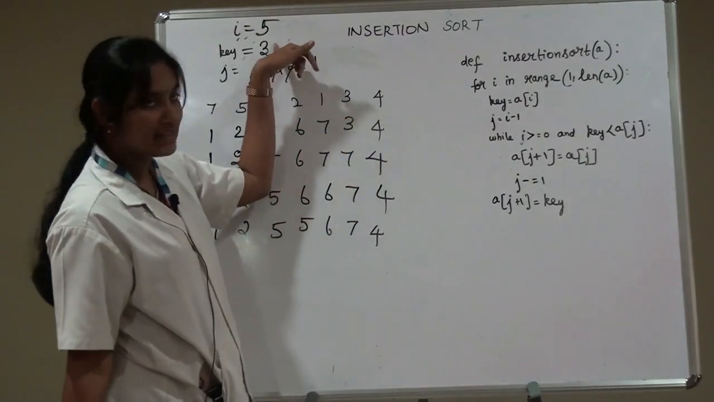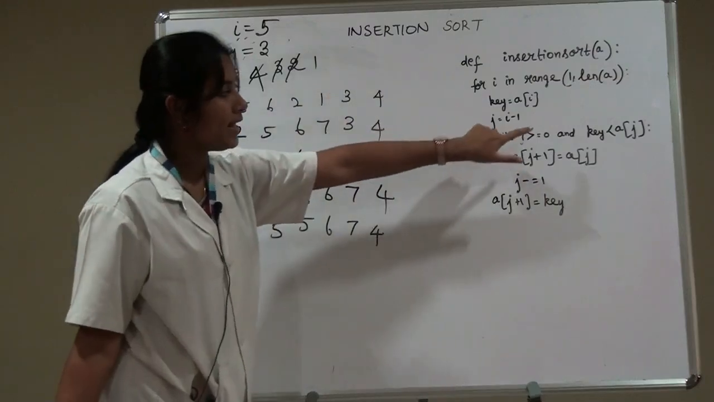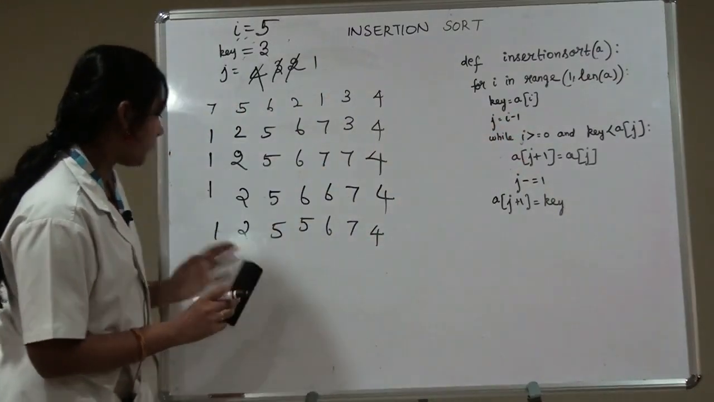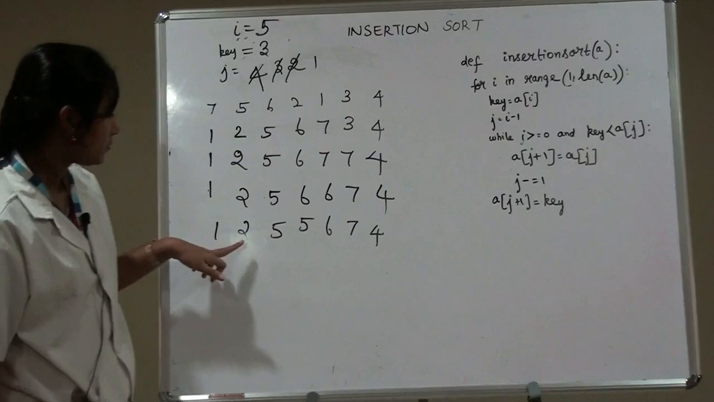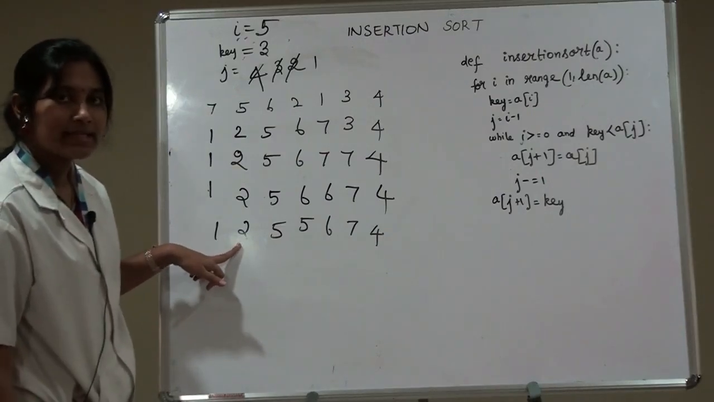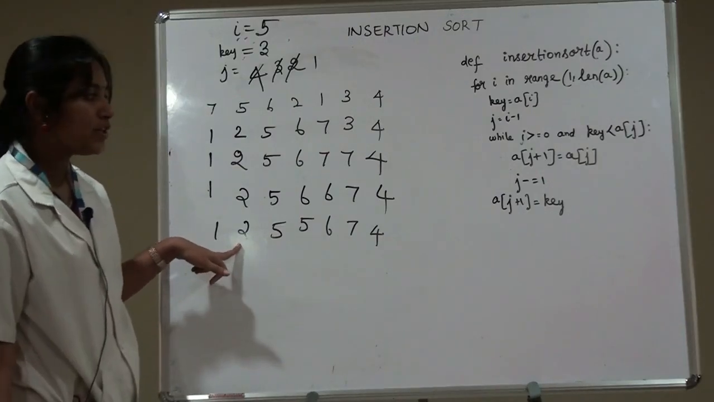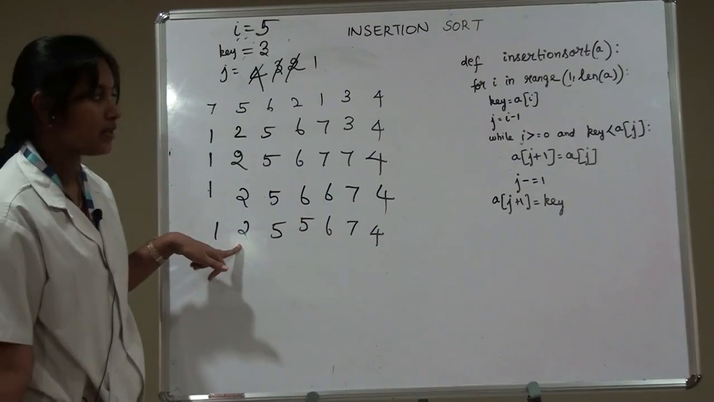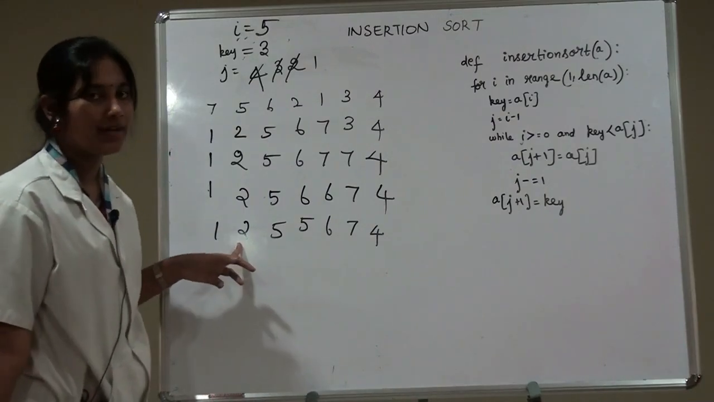Now my key is 3. So 3 is less than a of 1. I have to check. So what is a of 1? 2. So 3 is less than 2. Whether our condition is satisfied? No, our condition is not satisfied because 3 is not less than 2.